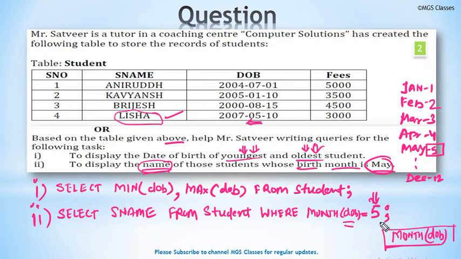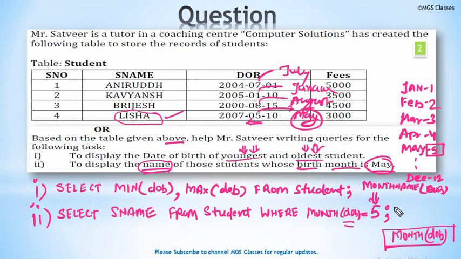Another way is also there. If you know the month name function, what does the month name function do? Month name function on DOB, what will it do? It will return the name of the month. Like in that case it will return July, in that case it will return January, in that case it will return August, and in that case it will return May.